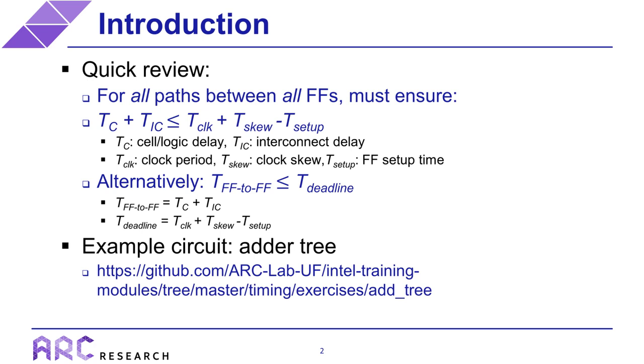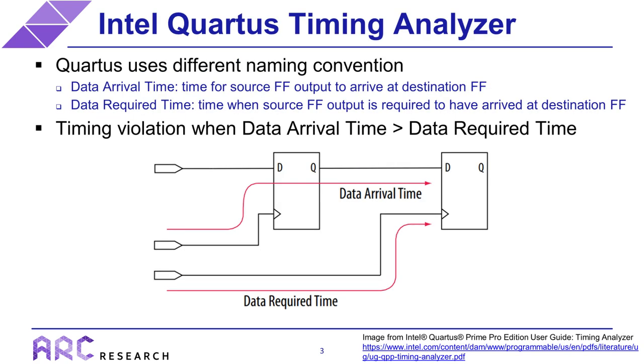Now, to demonstrate timing optimization with the Quartus timing analyzer, I'll be using a simple adder tree circuit that is provided in the repository at the URL shown on the slide. Before I jump into using the timing analyzer, I first need to explain the naming conventions used in Quartus, which are slightly different than what I've presented previously.